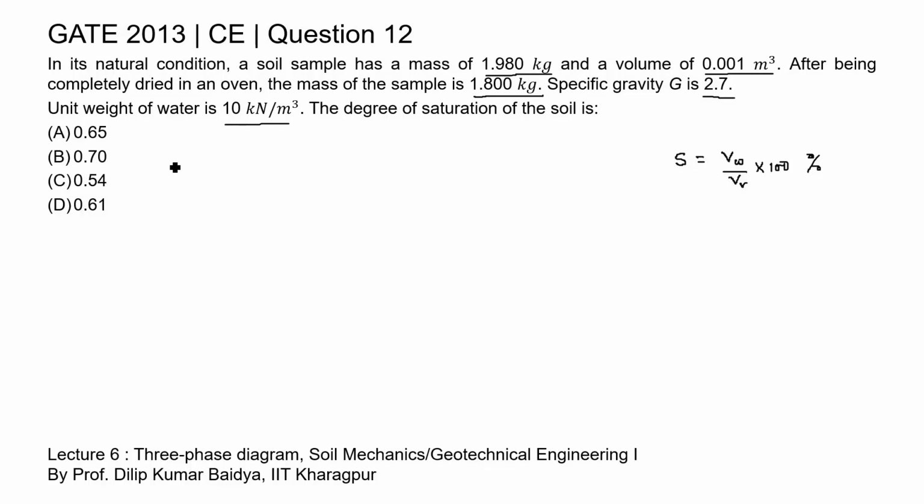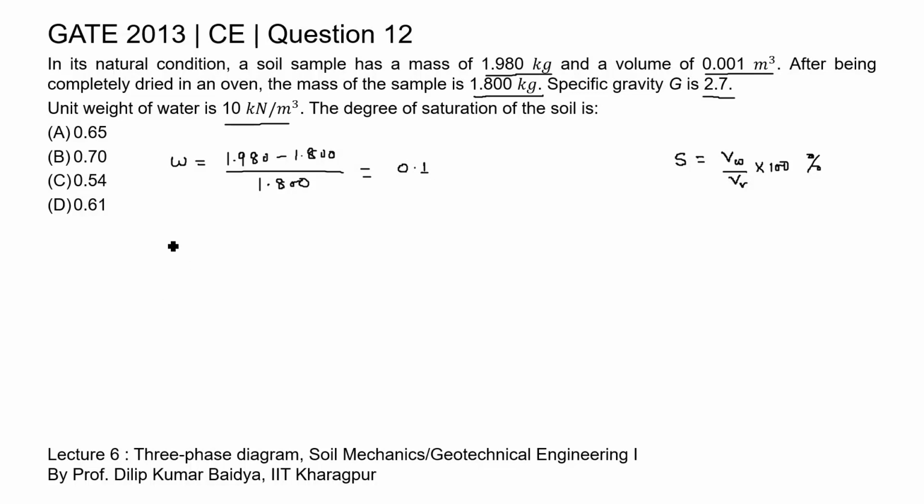water content of the soil. So, water content of the soil W is weight of water. So, weight of water can be found by difference of this mass, 1.980 minus 1.800. This is the mass of the soil sample before drying and after drying. So, difference will give the water content divided by weight of the soil solid only, which is 1.800. So, from here the water content becomes 0.1. So, water content we got 0.1.